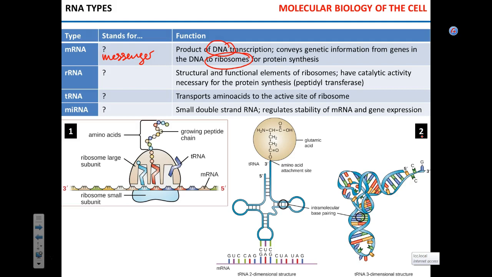So mRNA is synthesized in the nucleus. Because DNA is confined to the nucleus, it cannot leave it. Well, mustn't leave it, okay? So RNA has to be synthesized in the nucleus. That's where transcription occurs. And then that mRNA uses nuclear pores to leave the nucleus and reach the endoplasmic reticulum, which has ribosomes.